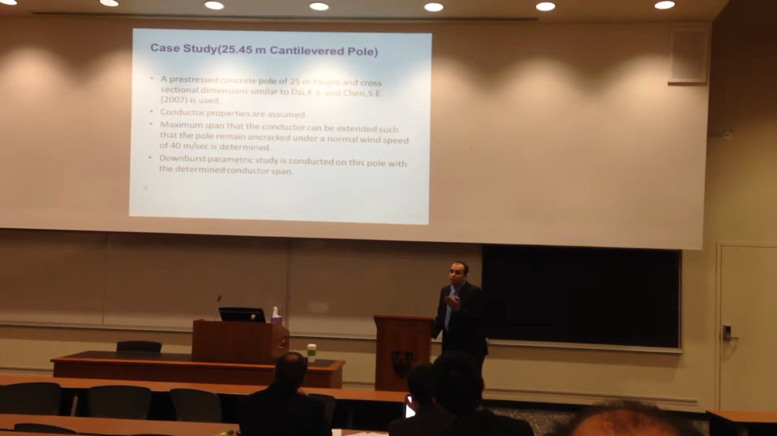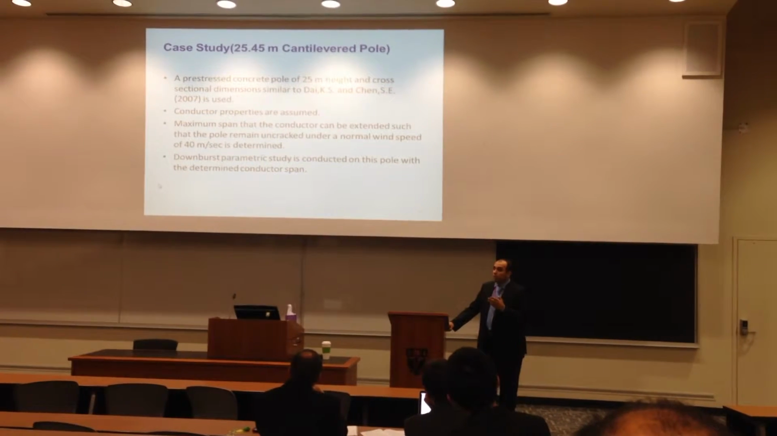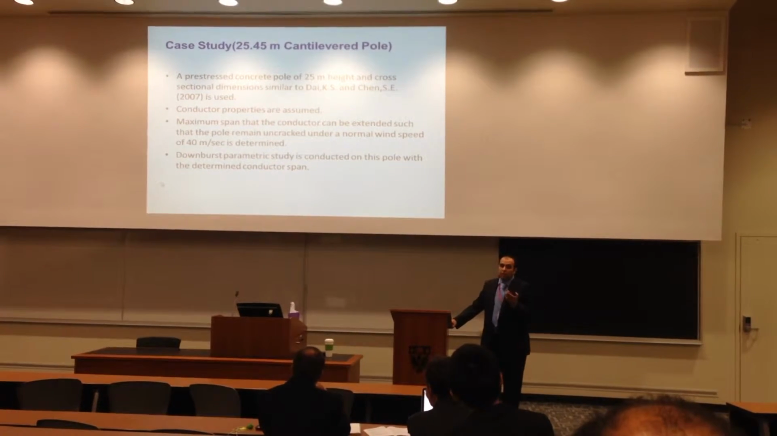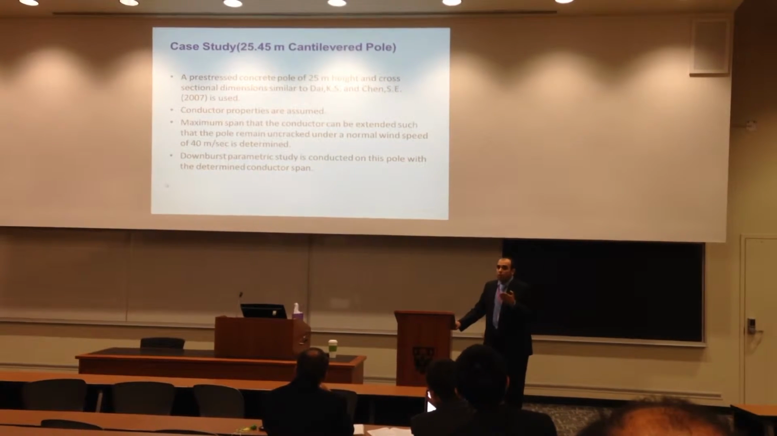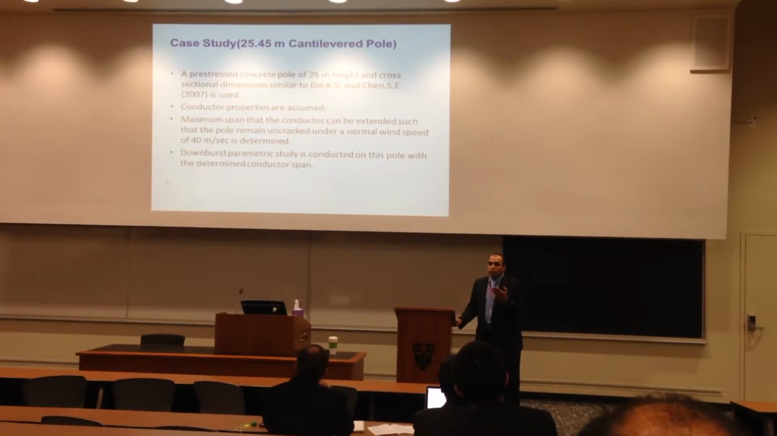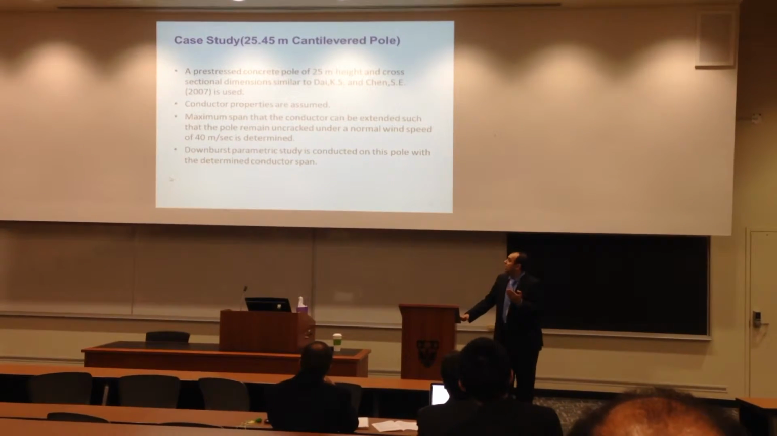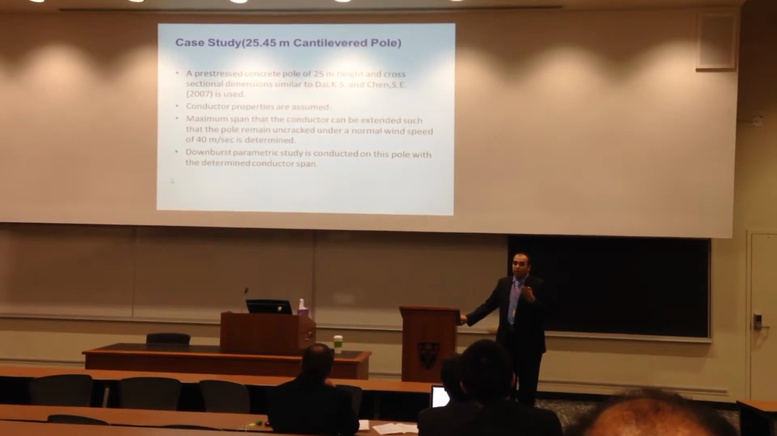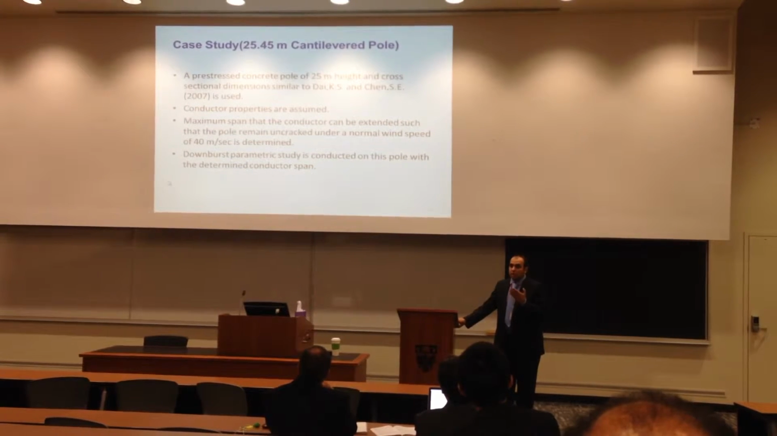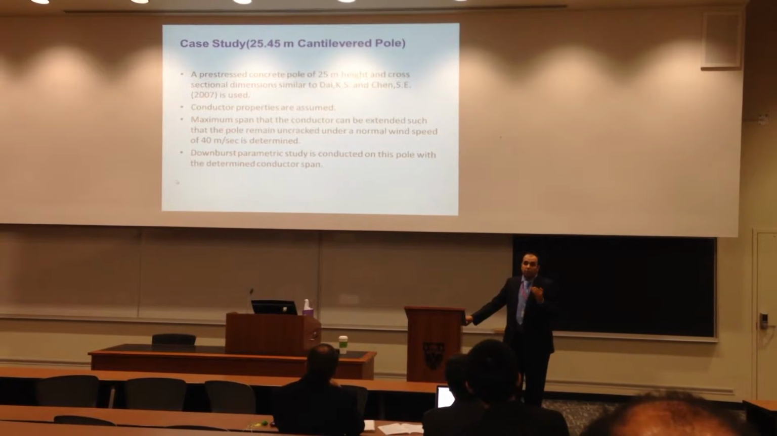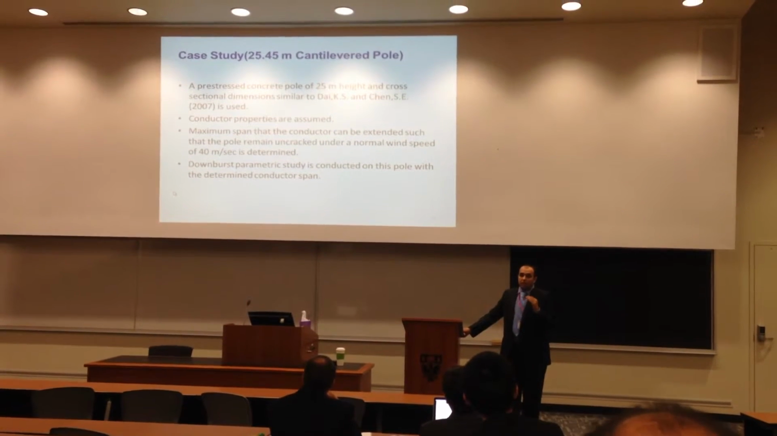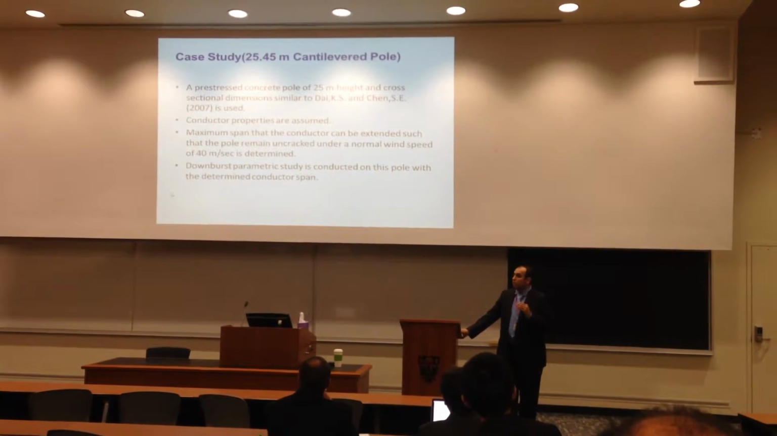Since we assumed arbitrary conductor properties, we don't know the exact span that the conductor can extend by. So a parametric study for the span of the conductor was conducted, and we determined the maximum span that the conductor can extend by, such that the forces acting on the pole make it remain uncracked under a normal wind speed of 40 meters per second.